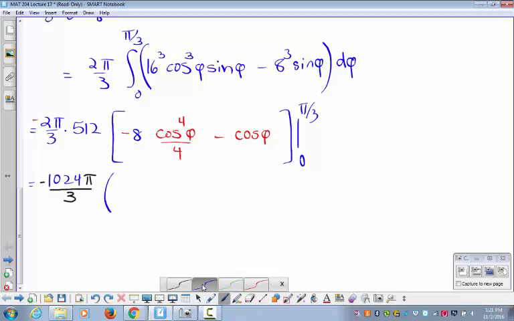Okay, so then we have negative 2, and we're going to evaluate at pi over 3. Cosine of pi over 3 is a half. So we have a half to the 4th, so 1 over 16.